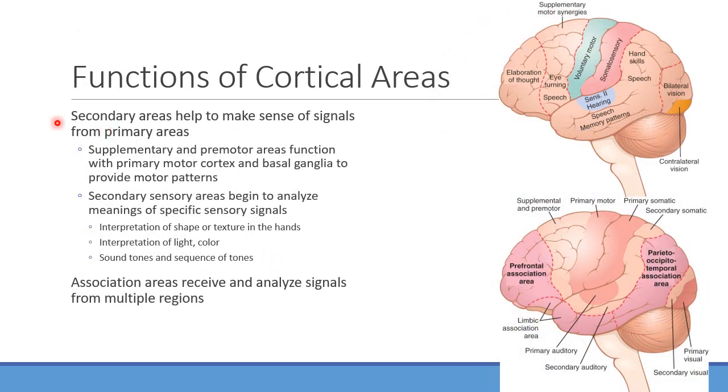They will also be communicating with some of these secondary cortical areas, which we're going to talk about. Basically, these secondary areas help us make sense of a lot of the signals, and then send some signals back to the primary areas as well. For instance, the somatosensory cortex receives a lot of sensory signals and transmits them over to, say, the primary motor cortex.